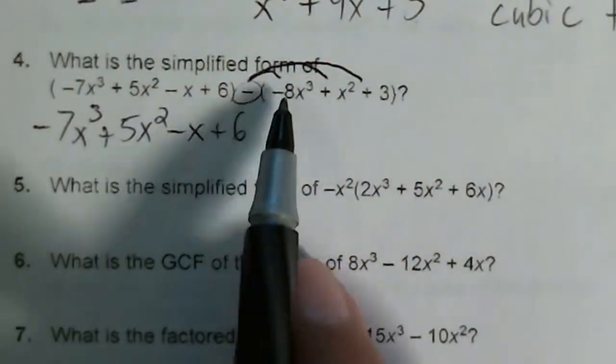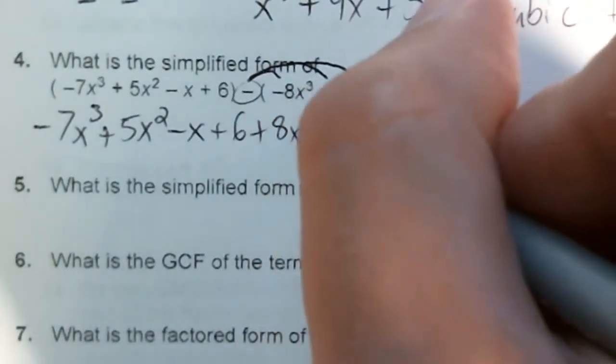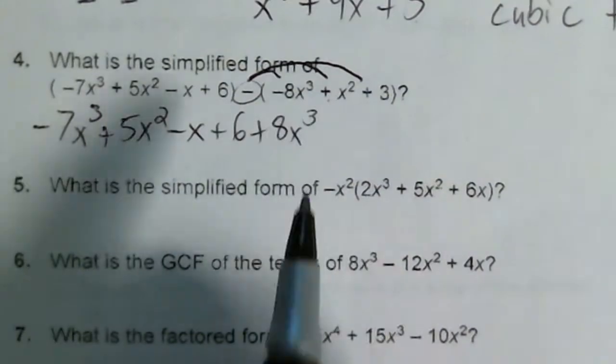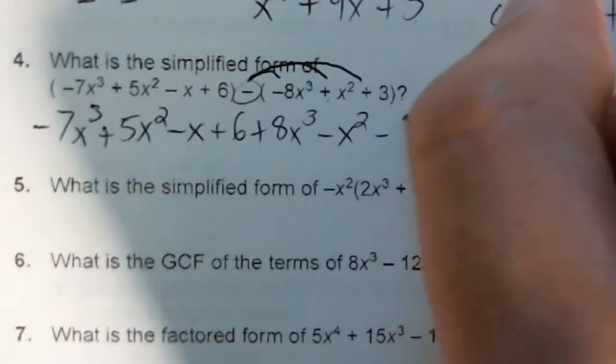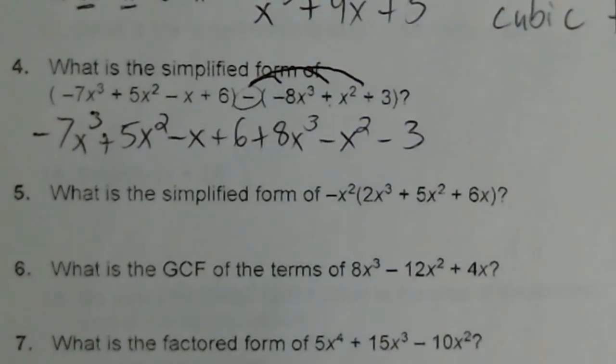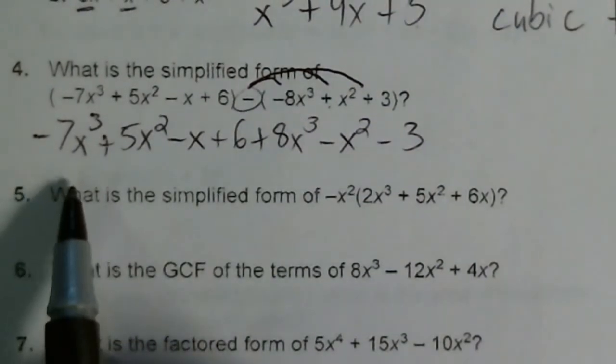Now this first guy, we'll just leave him alone. Negative 7x cubed plus 5x squared minus x plus 6, flip that guy. Plus 8x cubed, flip that guy. Minus x squared, flip that guy. Minus 3. Okay, now it's time to play the combining like terms game.